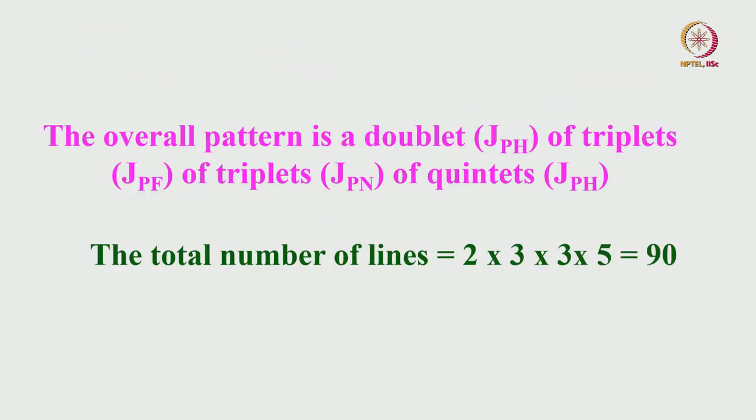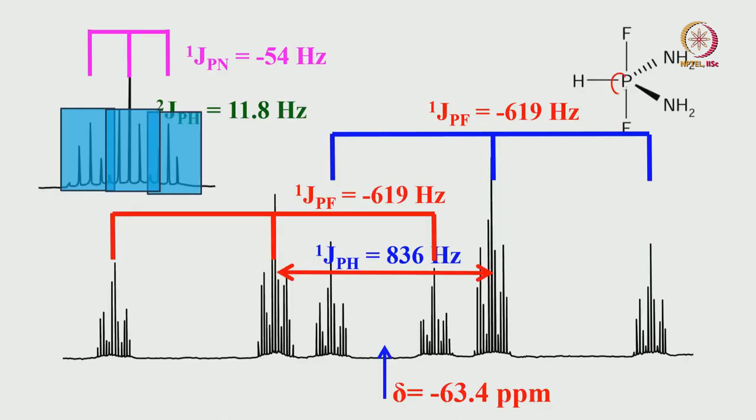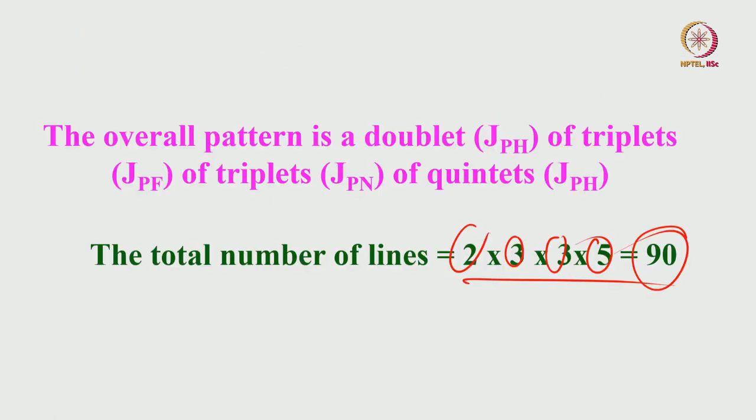So, what is the total pattern? Total pattern is doublet of triplets of triplets of quintets, or pentets, whatever you call it. So, totally how many peaks do we get? 90 peaks. A simple molecule, one phosphorus spectrum, without doing any decoupling, all of them are coupled, you are going to get 90 peaks. Very complex spectrum. Still we can interpret the multiplicity pattern. So, I think time is getting up. I am going to stop it here.